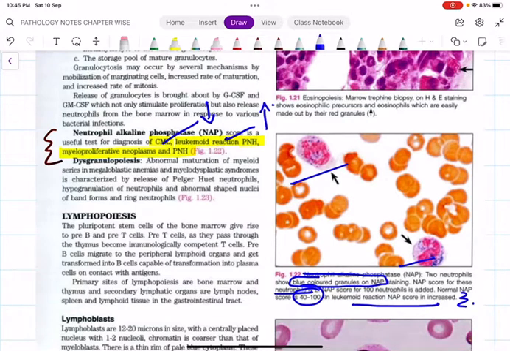Just remember, neutrophil alkaline phosphatase normal value is also important. It is somewhere around 40 to 100. In leukemoid reaction it is increased, and in case of CML it is decreased.